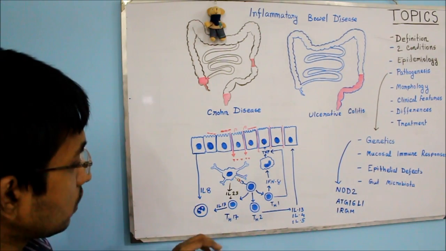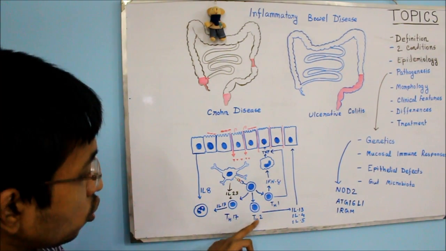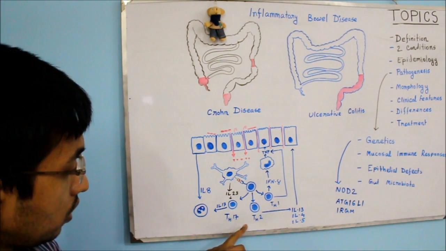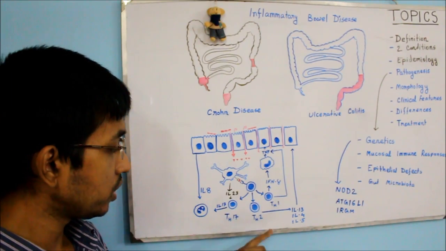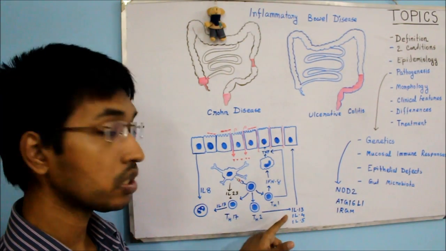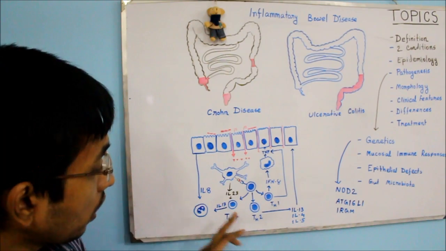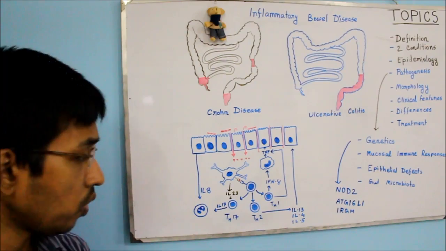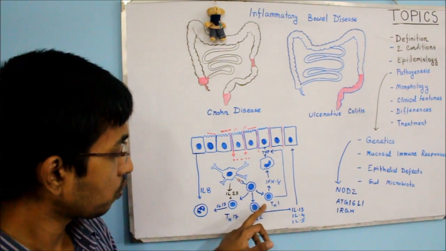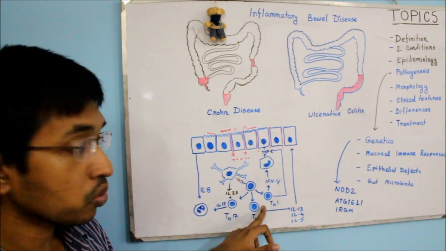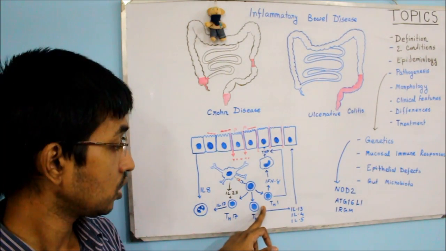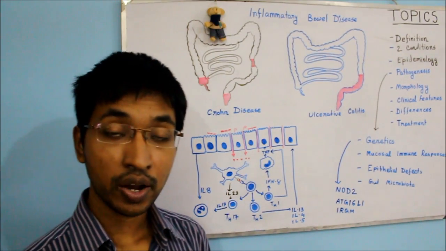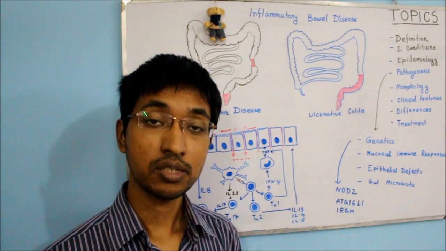And also you can see that sometimes the T helper 2 pathway can be activated. And what will happen then? T helper 2 cell will release certain things, for example interleukin 13, 4, 5, and then they will again act on the epithelial cell. And always remember, T helper 1 cell response is particularly important in case of Crohn's disease, and that causes transmural granulomatous inflammation.